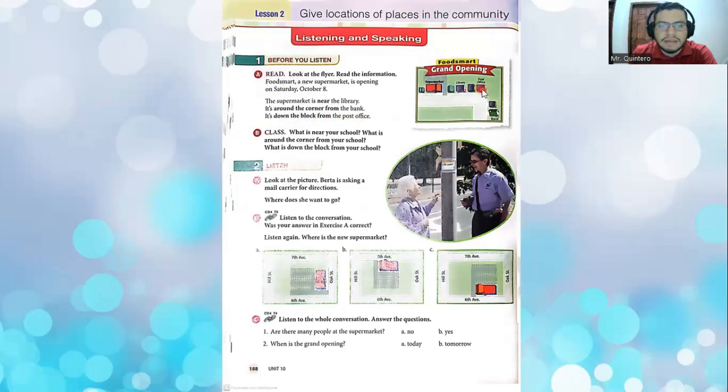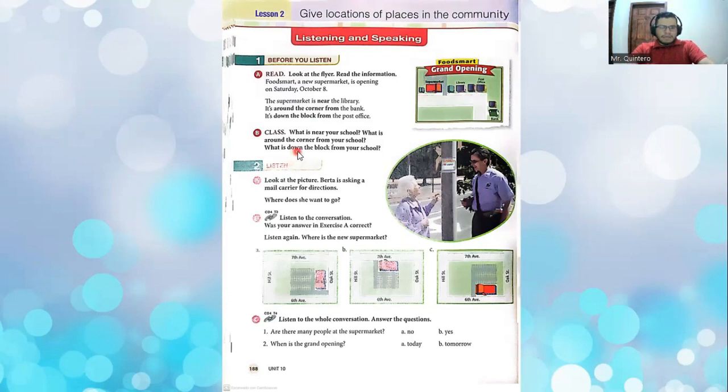Yeah, what does this mean? Estamos hablando que está una cuadra o un bloque abajo de la oficina postal, ¿verdad? Of the post office. Post office. Miren, aquí está el bloque.